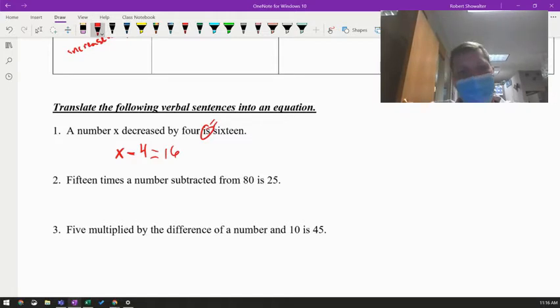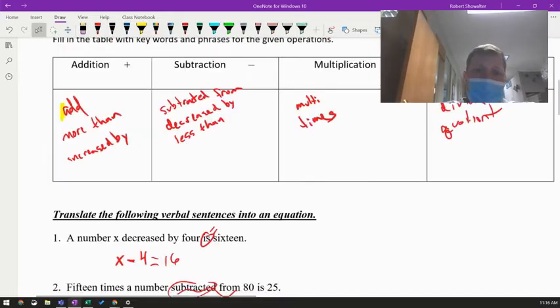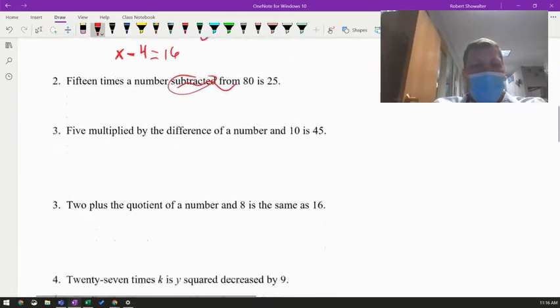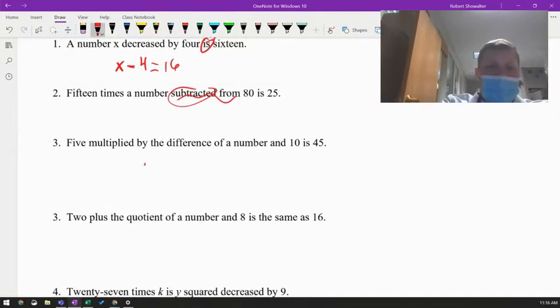There's number 2. 15 times a number subtracted from 80. Ooh, here we go. Subtracted from 80 is 25. So subtracted, we know that's going to be subtraction. But this one's a weird one. Subtracted from, we talked about that one. This one gets kind of weird.